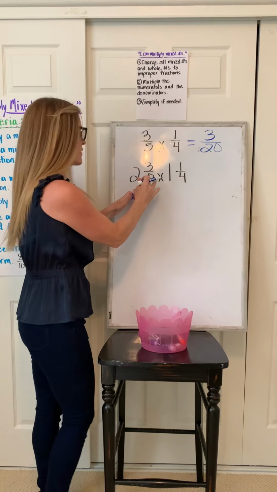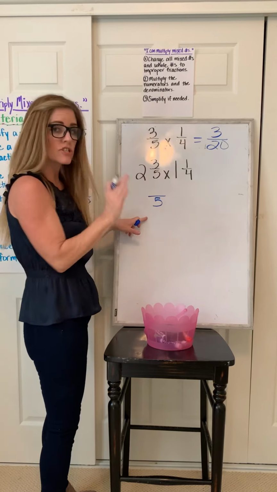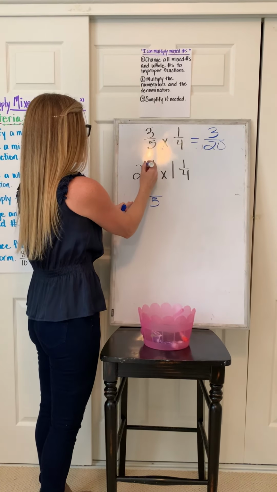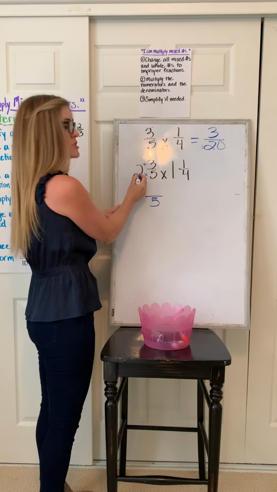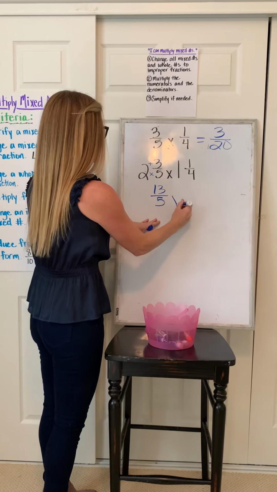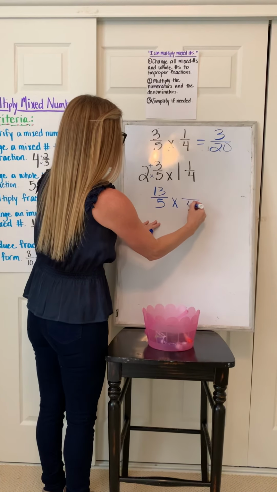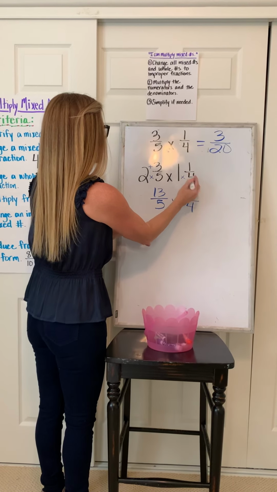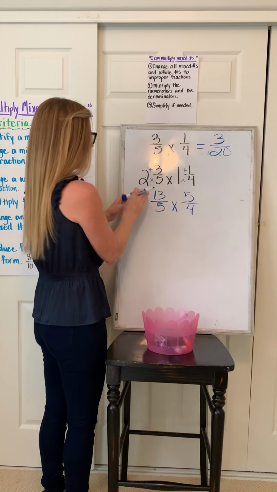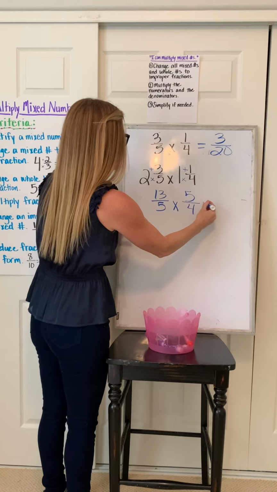The way we're going to do that, we're going to keep that denominator the same. I don't change the denominator at all. I'm going to climb the ladder. My steps are multiply and then add. So 5 times 2 is 10, plus 3 would be 13. I have another mixed number that I have to change. I'm going to keep my denominator as 4. I'm going to climb my ladder. 4 times 1 plus 1 would be 5. Now I have improper fractions, so I can multiply straight across.